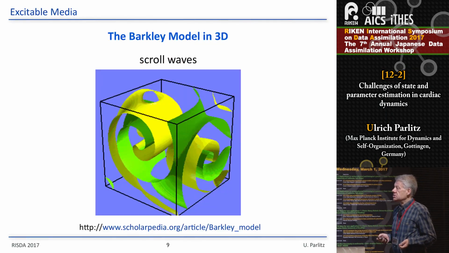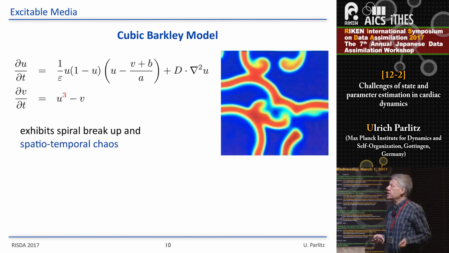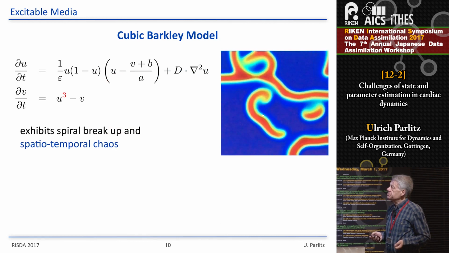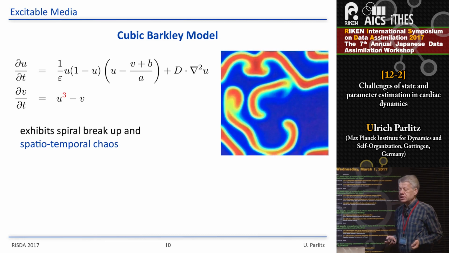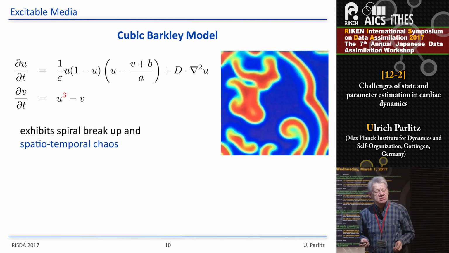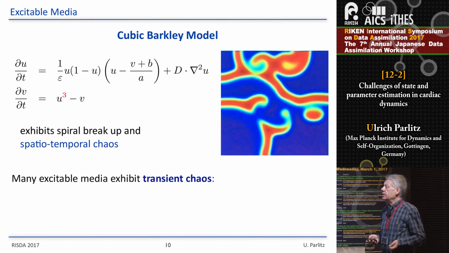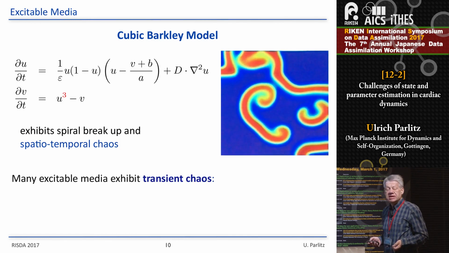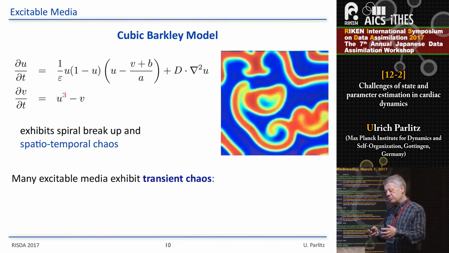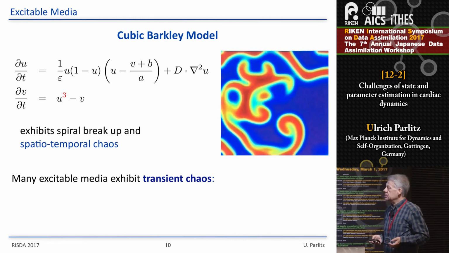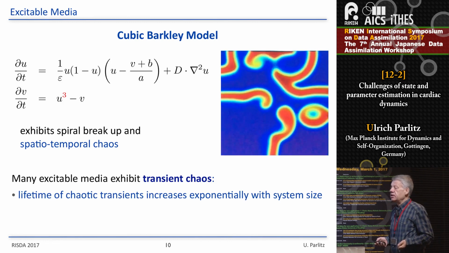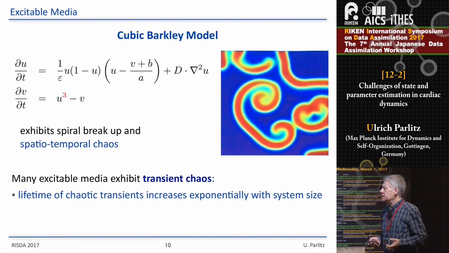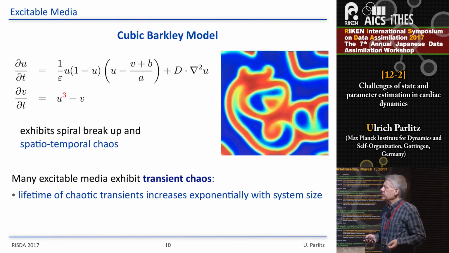Then you will find so-called scroll waves, and you could also modify the system, in particular this one, to obtain spatial temporal chaos. You only have to raise the u to the power of 3. Then you get spatial temporal chaos. We studied many systems with spatial temporal chaos recently, and we found out that most excitable media exhibit so-called transient chaos. So the chaos is there, but after some time the system comes to rest. And the lifetime of the chaotic transients increases exponentially with the system size. So larger systems have a longer lifetime of chaotic phases.